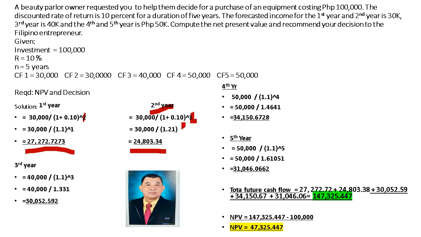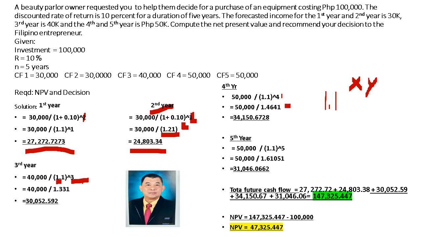Second year, it is 30,000 divided by 1.1 raised to the second power. So that gives you 1.21. And the third year, 1.1 raised to the third power. If you are using a scientific calculator, it is very easy. You just have to press 1.1, the function x to the y, and then 3. Here, 1.1 x to the y, press 4, and you will get this one if you are using a scientific calculator.